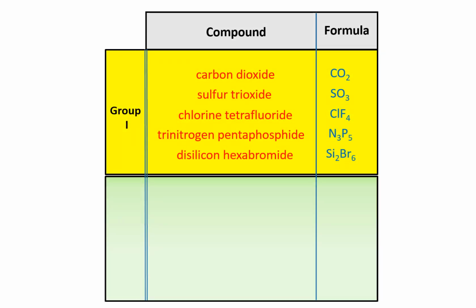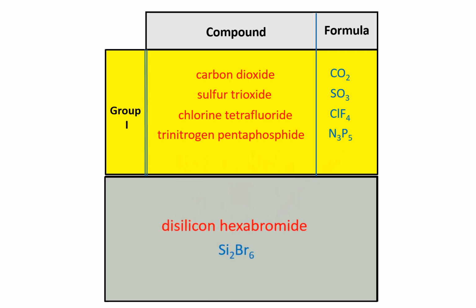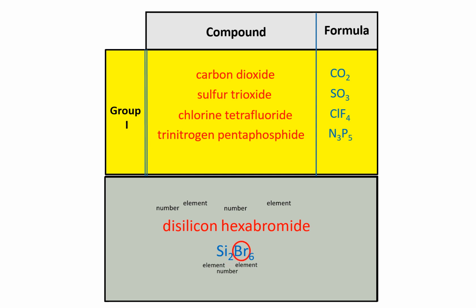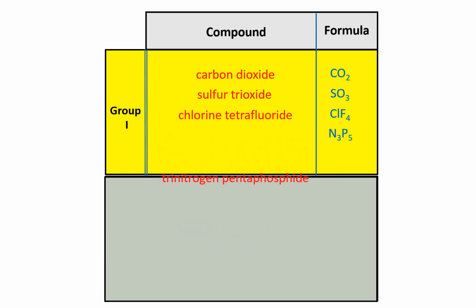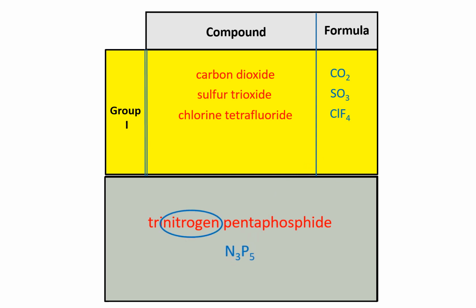Going in reverse order, the name disilicon hexabromide indicates that there are 2 atoms of silicon and 6 atoms of bromine. Clearly, the name spells out the formula, and the formula spells out the name, except that in the name, the number comes before the element, and in the formula, the number comes after the element. Trinitrogen pentaphosphide follows the same pattern. There are 3 atoms of nitrogen and 5 atoms of phosphorus. Once again, the name spells out the formula, and the formula spells out the name.